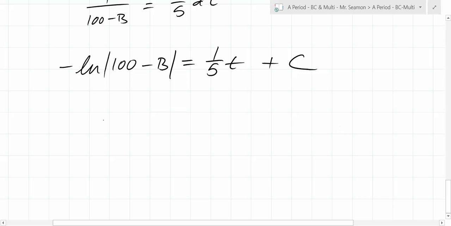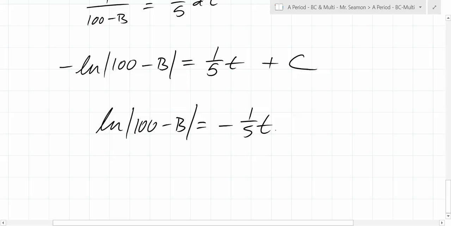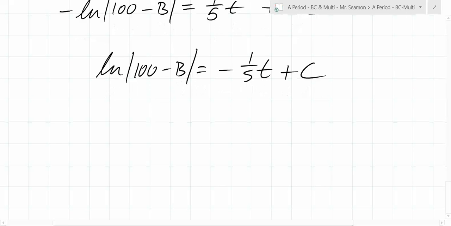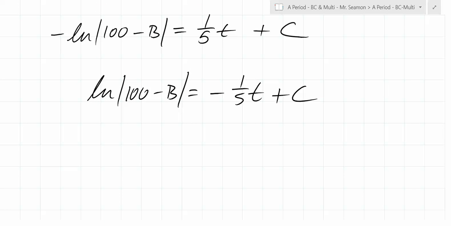So what do you have here? ln of 100 minus b equals negative 1/5 t. Now, does it matter if we make it minus c? It's okay, right? Because it's a constant. It's going to do whatever it's going to do. Go ahead. Well, it's simple like that. Do you want to just find out c? You could, absolutely. That's a really good point.